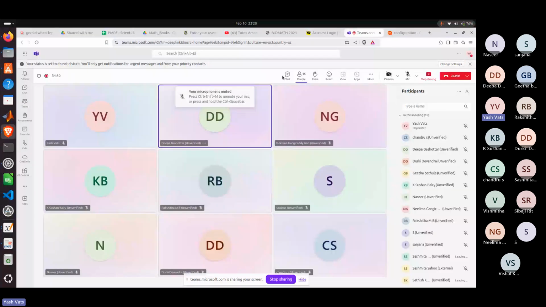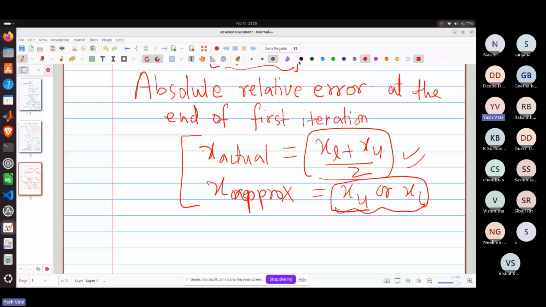So if you have done this, I will give one more question on the bisection method and you can solve it in 10 minutes. That's a bit more complicated and challenging. So let's try that one.